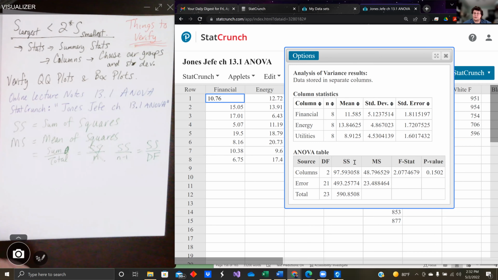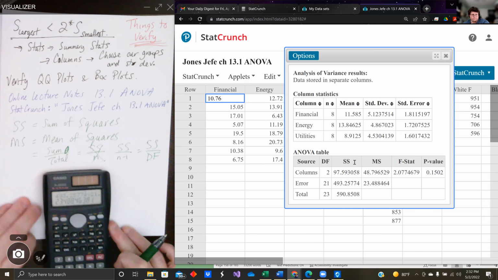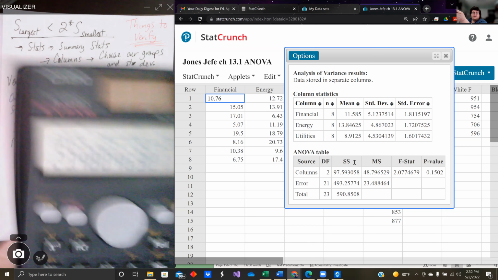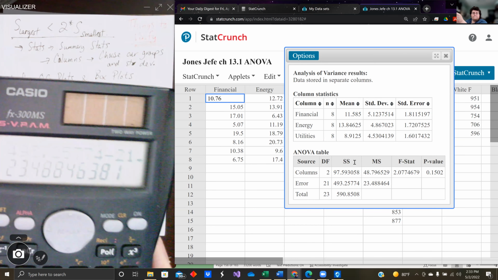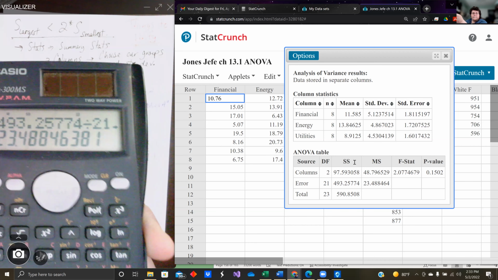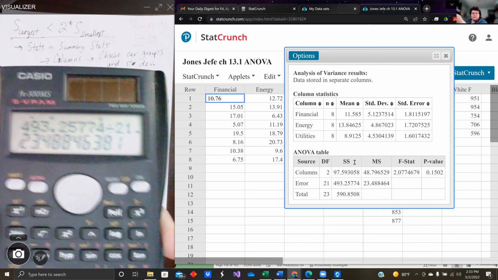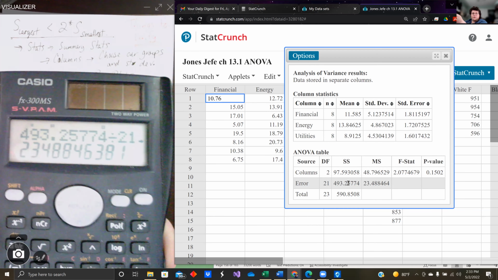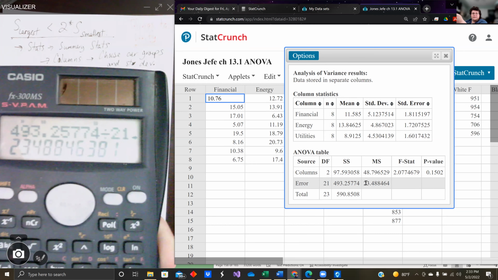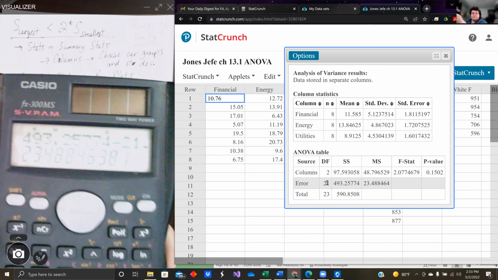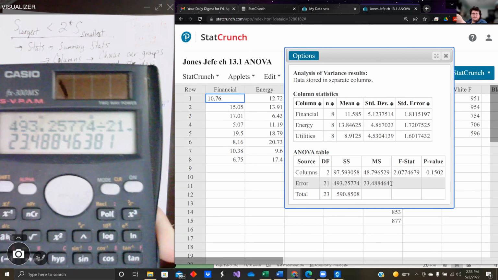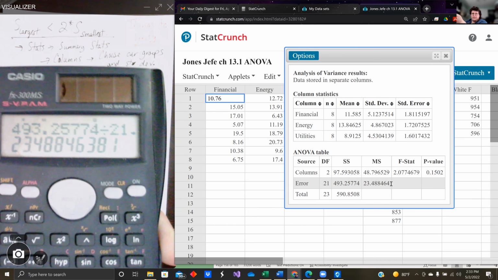I'm just showing a connection between the two columns. If I do the error column, there we go, the error column is right here. I did 493.25774 divided by 21, the degrees of freedom, and the answer I got is the mean of squares. So you can see where they got some of the figures.